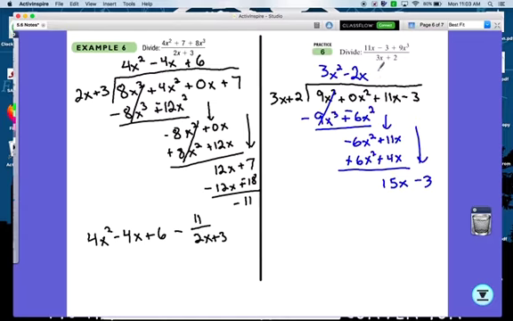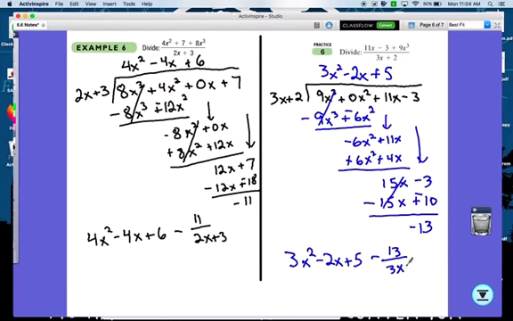3x times 5 will give me the 15x, so plus 5. 15x. 5 times the 2 will give me plus 10. I change the signs when I subtract, and that gives me minus 13. And so I have 3x squared minus 2x plus 5. And then my remainder is a minus, so minus 13 over what I divided by, 3x plus 2. All right, semi-difficult. Just got to practice these.